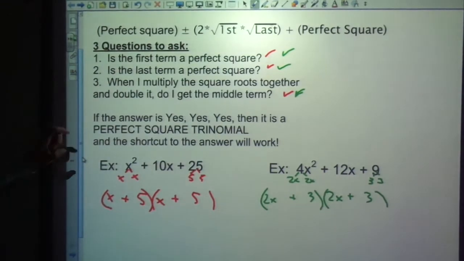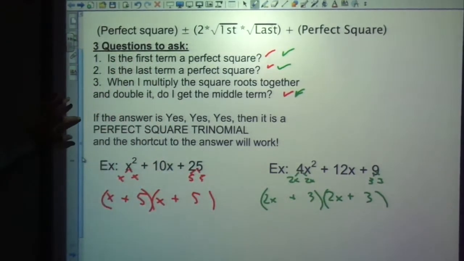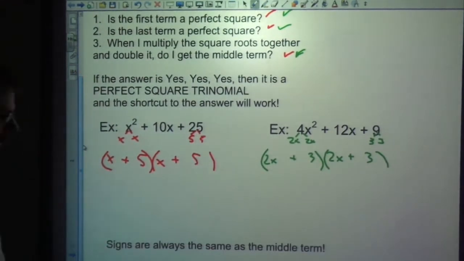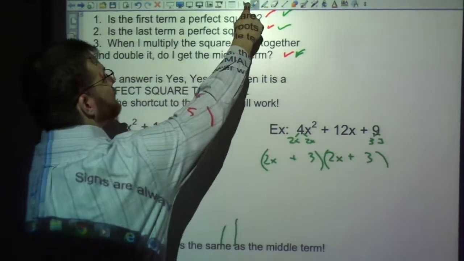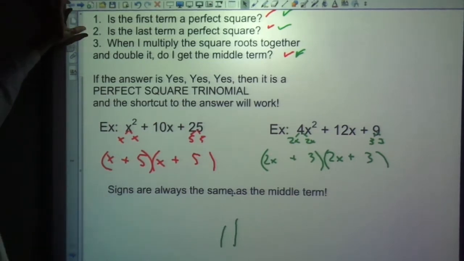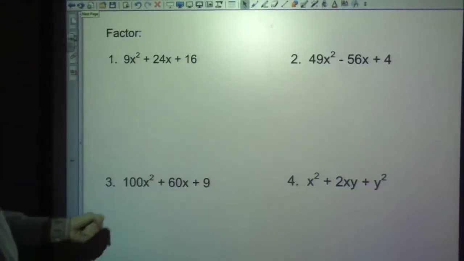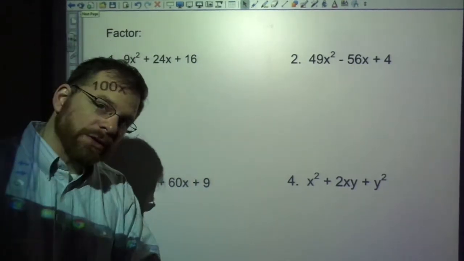Okay? If the middle term was negative, we would make both of these negative. But the signs are always the same as the middle term. You might want to jot that one down. The signs are always the same as the middle term. Alright, let's do a couple to try. Pause the video and try the first 2, and then I'll help you do the first 2. Pause and try.